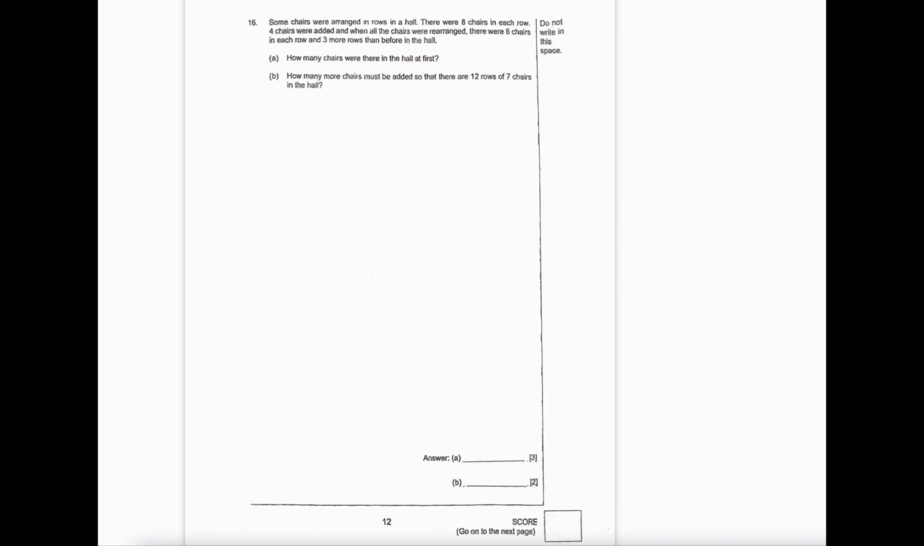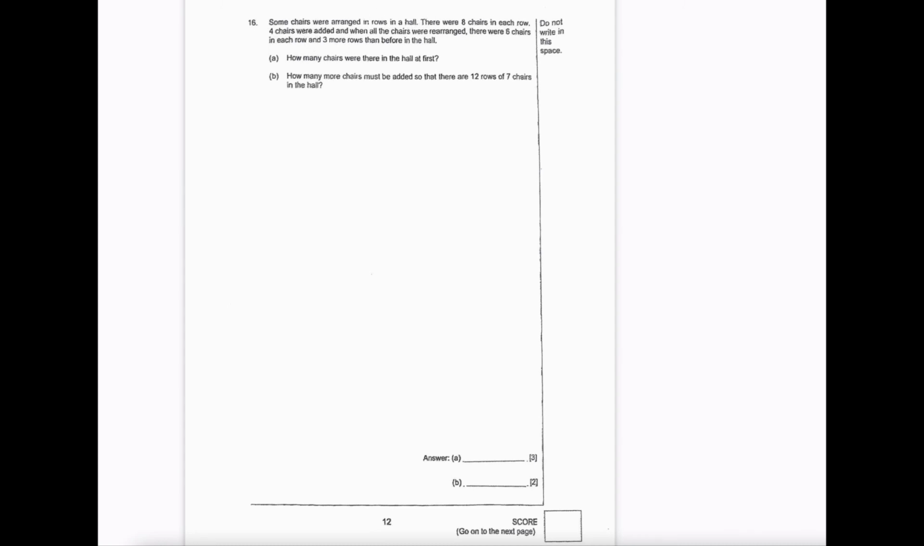Question 16. Some chairs were arranged in rows in the hall. There were 8 chairs in each row. 4 chairs were added. And when all the chairs were rearranged, there were 6 chairs in each row and 3 more rows than before in the hall. So there is a lot of information here. So let's try and cut it down.